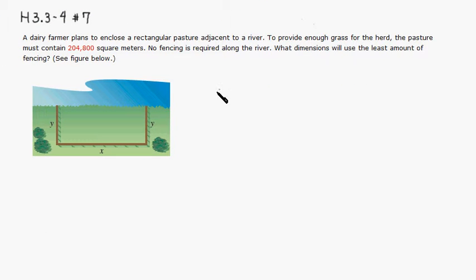All right, so we know that the area A is simply x times y, right? So this is fixed at 204,800. So we can just divide through by x to isolate y. So y is equal to 204,800 divided by x. All right.